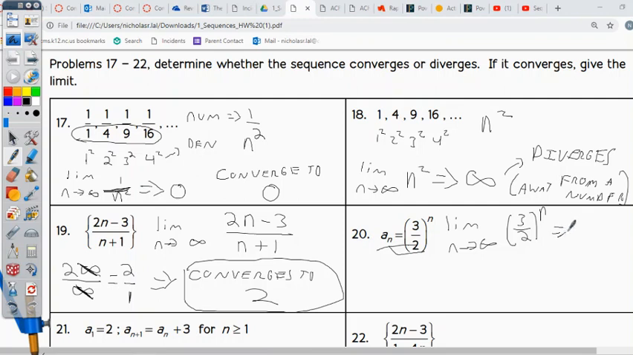What is this going to approach? Infinity, and the reason it approaches infinity is because 3 halves is greater than 1. If it's greater than 1 and you raise it to the infinity power, it's going to keep growing, so it will approach infinity. That means it diverges. Because it approaches infinity, it diverges.